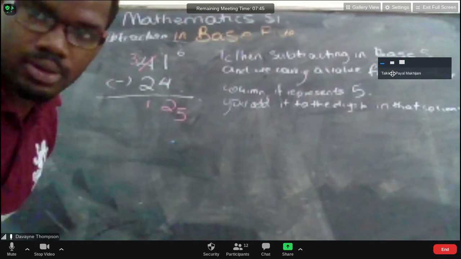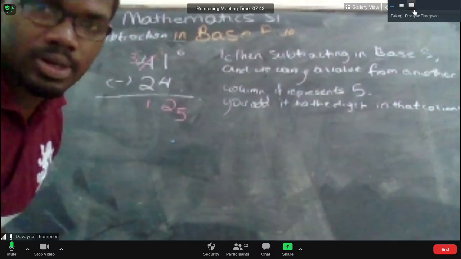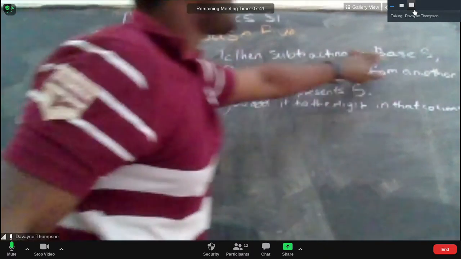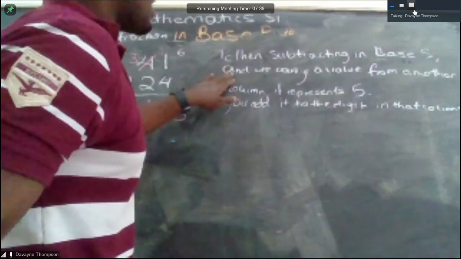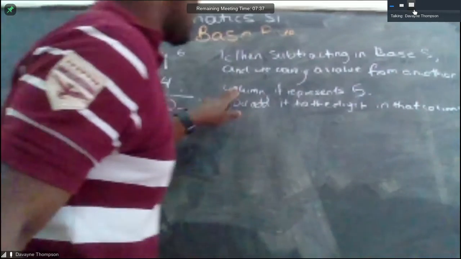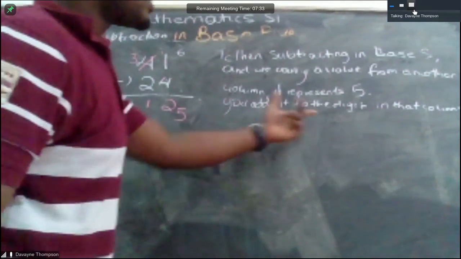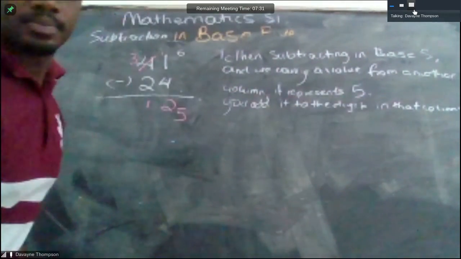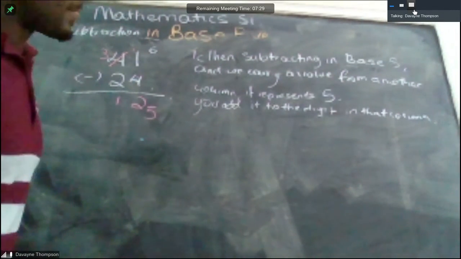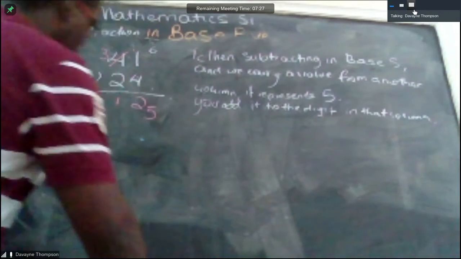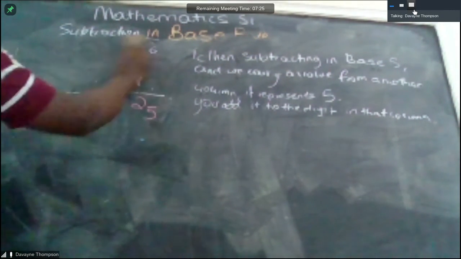Yes, sir. Can you please read over what you just wrote? Sure. So when subtracting in base 5 and we carry a value from another column, it represents 5. You add it to the digit in that column. Alright? Let's do another example quickly.